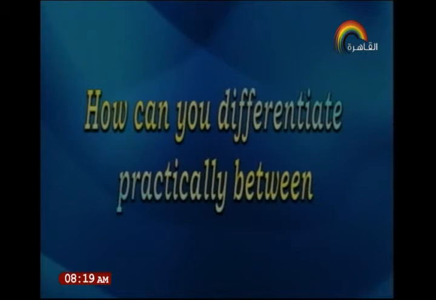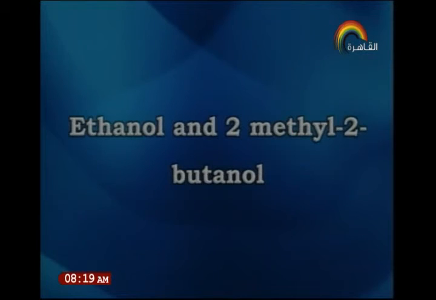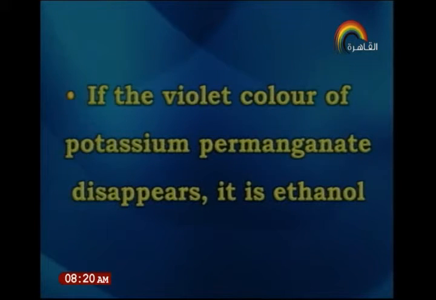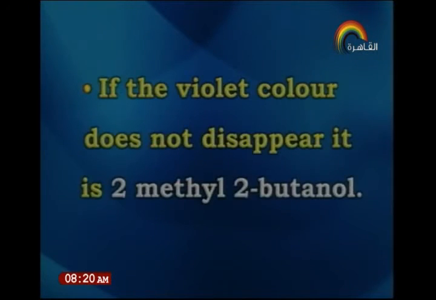Next type of question, my dear student. How can you differentiate practically between ethanol and 2-methyl-2-butanol? The answer here, my dear student, is by adding acidified potassium permanganate solution to both of them. If the violet color of potassium permanganate disappears, it is ethanol. But if the violet color doesn't disappear, it is 2-methyl-2-butanol, as it is a tertiary alcohol.